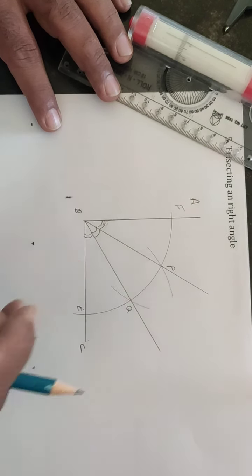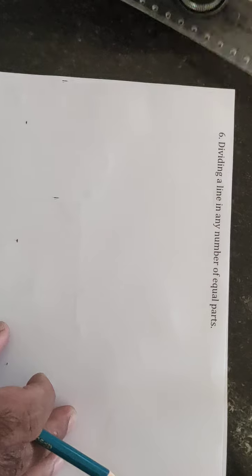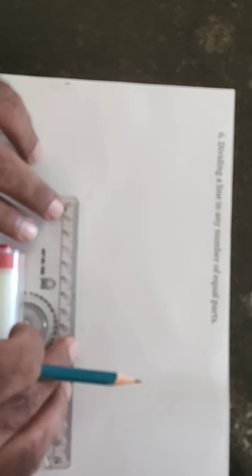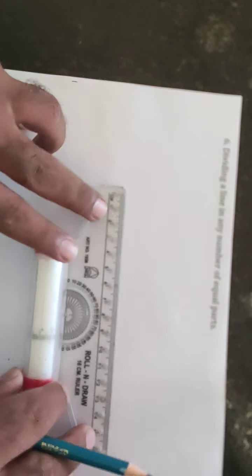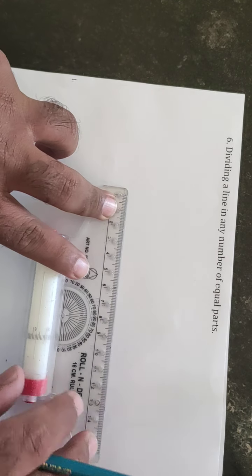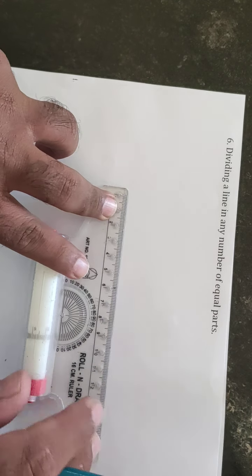Dividing a line in any number of equal parts. This is a very important point for us, because for this subject in the next chapters we require this method. Now, for example, suppose I have an 8 centimeter line. If I have to divide that 8 centimeter line into 8 equal parts, then it is very easy for me to divide that line into 8 equal parts.